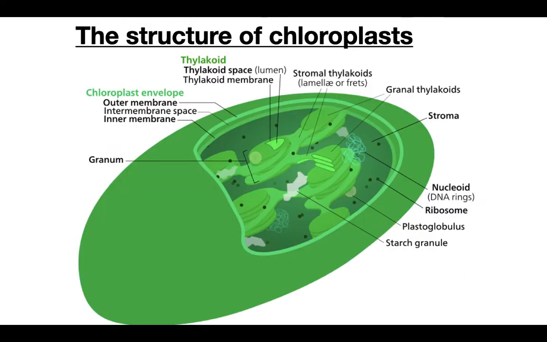So I'm going to go back to the other picture for a second. So we can see here the thylakoid has a thylakoid space, and the space inside of it is full of lumen. And then there's a thylakoid membrane. That's what thylakoids are made of. They're actually a membranous disc.